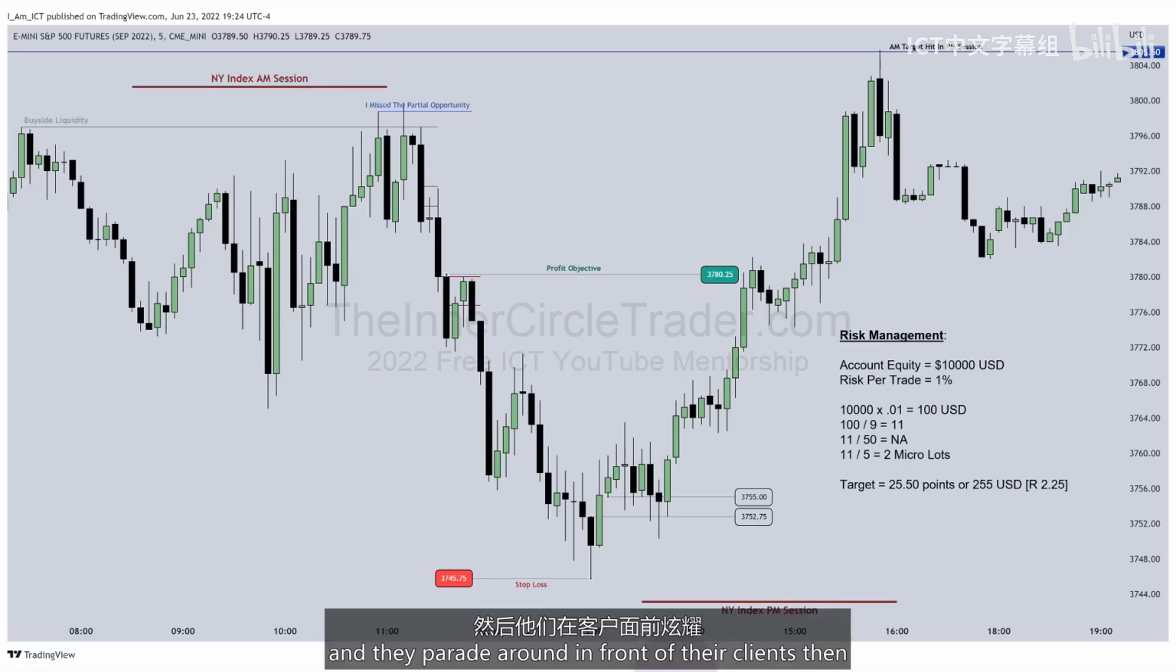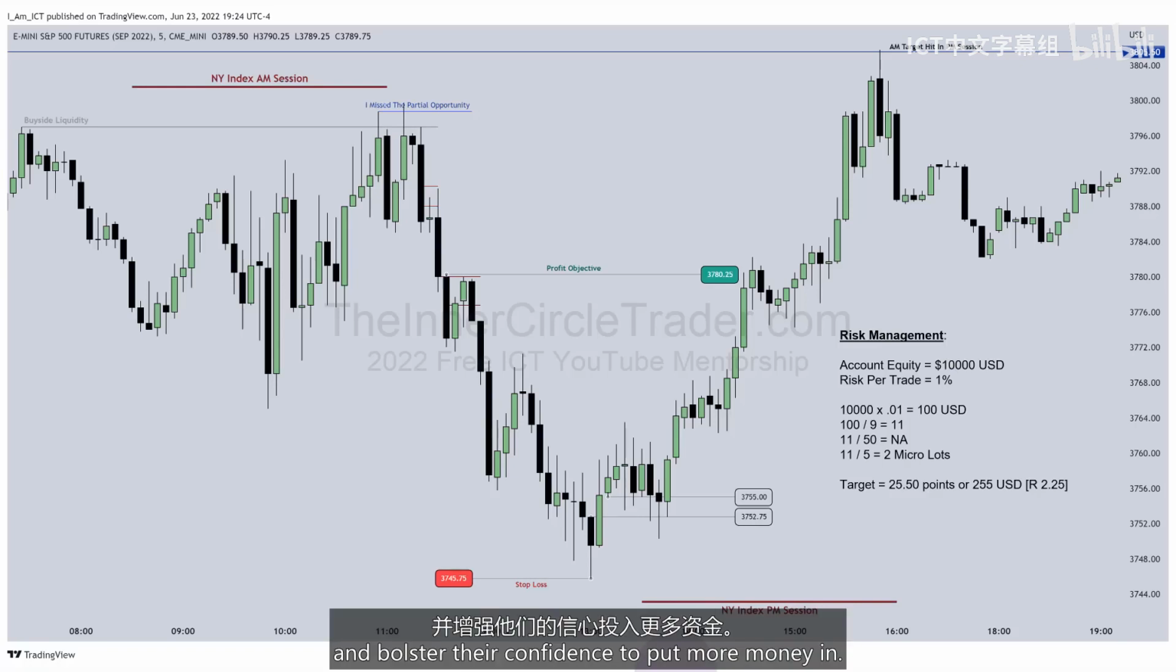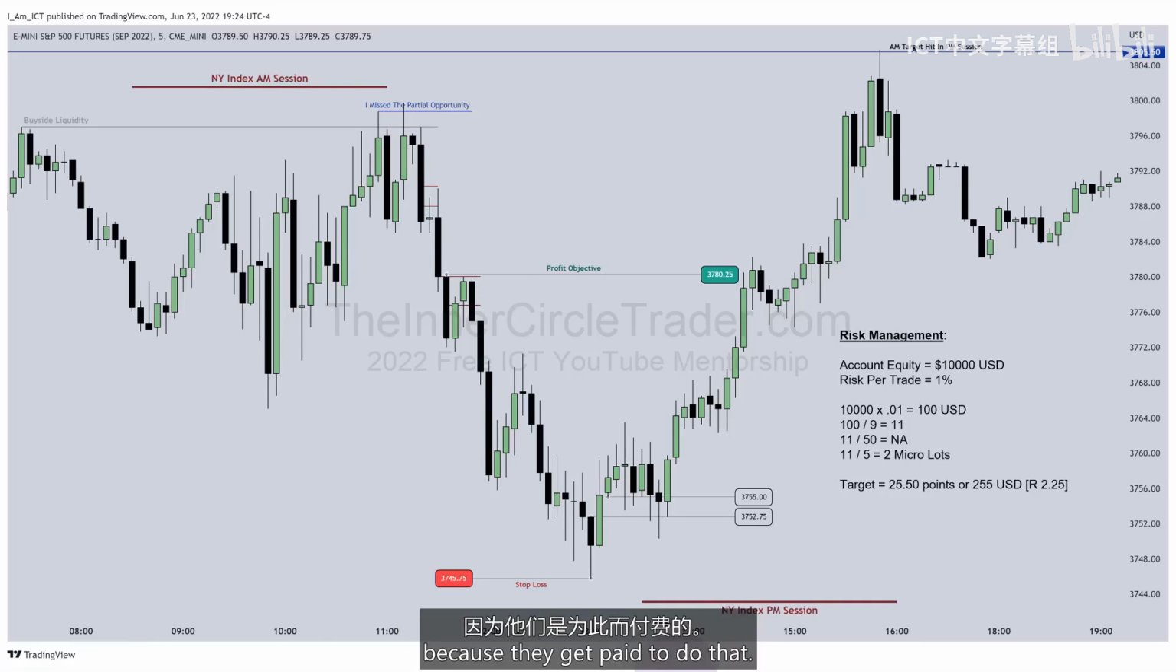And they parade around in front of their clients, they see that type of return and bolster their confidence to put more money in. That's usually when they'll say, hey, you want to allocate more money, because they get paid to do that. Well, 1% is, in my opinion, obviously, it's not going to be the case for a new student or a new trader, but in my opinion, 1% every single day is unrealistic. But for a seasoned trader, 1% average per day is really easy. But you're going to have to get the experience to do that.